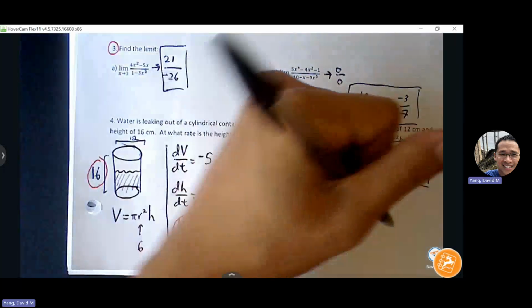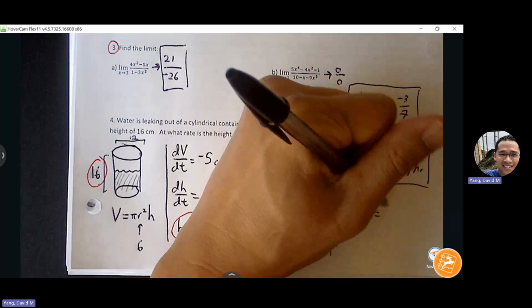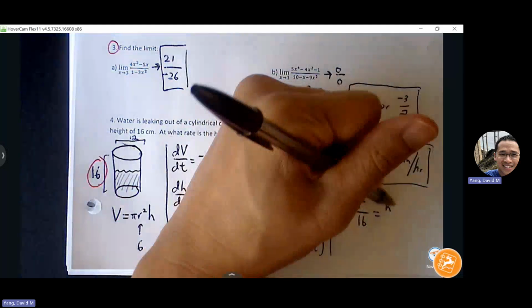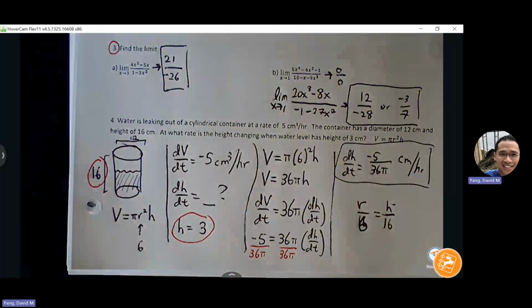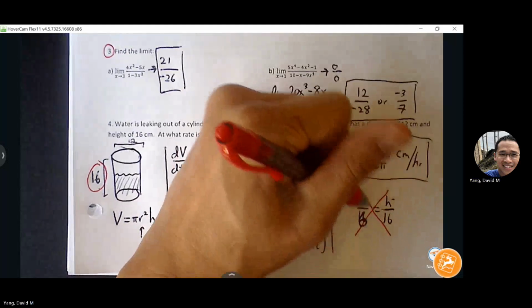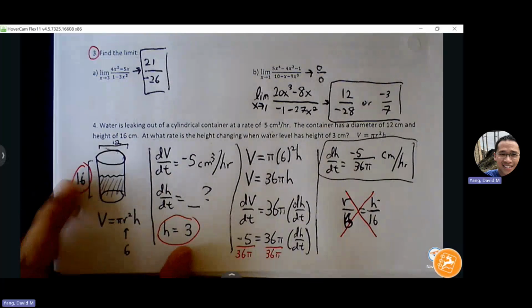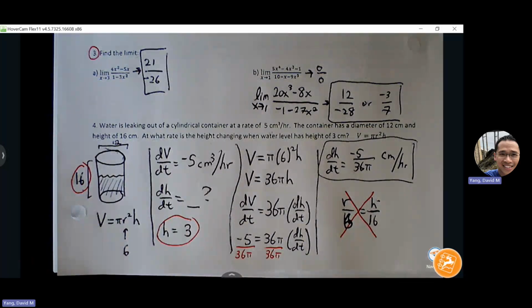R over 6 equals h over 16, right? This doesn't fit this problem, right? So just beware. On cylinders, there are going to be some distractors to see if you will fall for that. Are you going to treat it like a cone, or are you going to know to move forward and replace that radius?